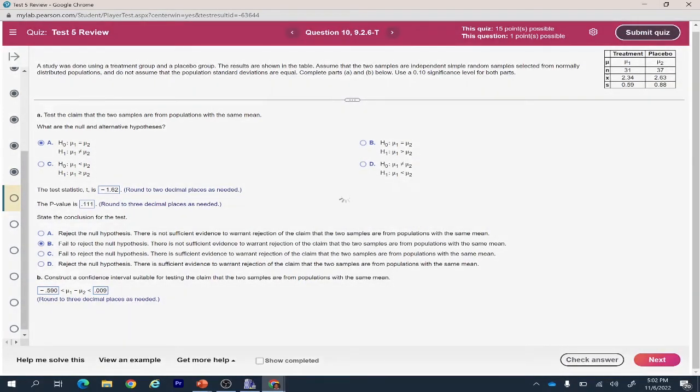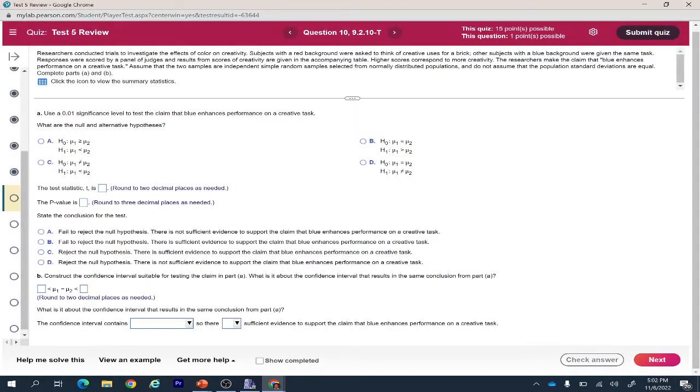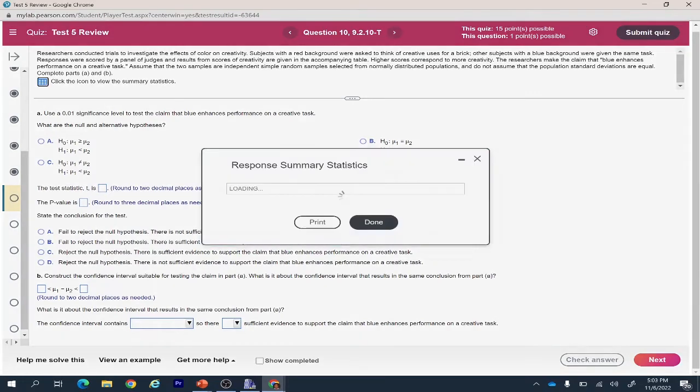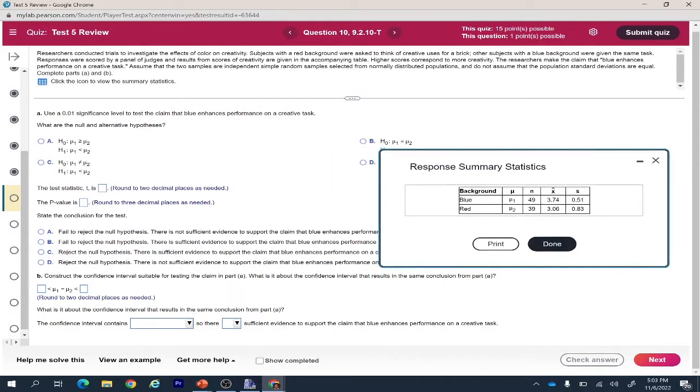Go to the next problem. It's question number 10. A researcher conducted trials to investigate the effects of color on creativity. Subjects with a red background were asked to think of creative uses for a brick. Other subjects with a blue background were given the same task. Responses were scored by a panel of judges, and results from the creativity scores are given in the accompanying table. So the table is given here, with the background, the sample size, average, and standard deviation.